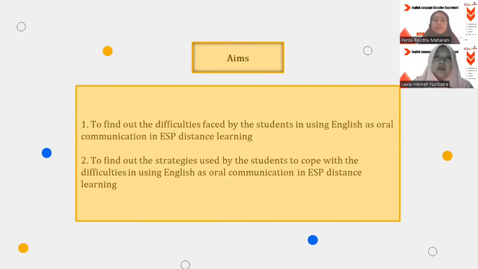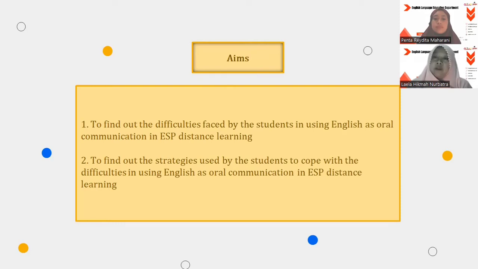So our study has two purposes. The first purpose is to find out the difficulties faced by the students in using English as oral communication in ESP distance learning, and the second aim is to find out the strategies used by the students to cope with the difficulties in using English as oral communication in ESP distance learning.